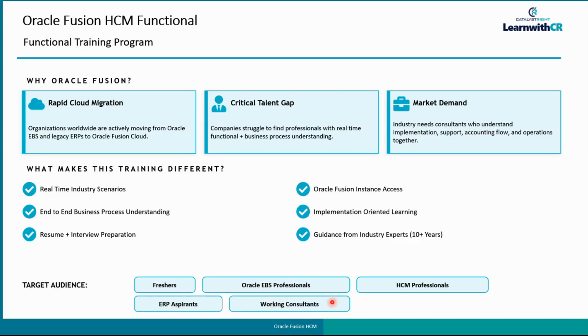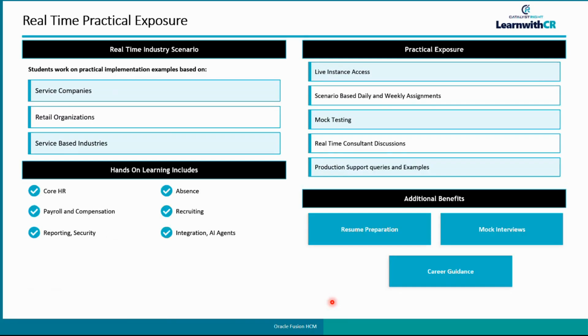And lastly, working consultants, right? Those who are already part of some other system, like SAP SuccessFactors, and want to change to Oracle HCM. So those are also part of this training. It's all the same kind of activities, but the point is we will be covering throughout this journey core HR, payroll, compensation, absence, recruiting, reporting and security modules, integration and AI agents as well.